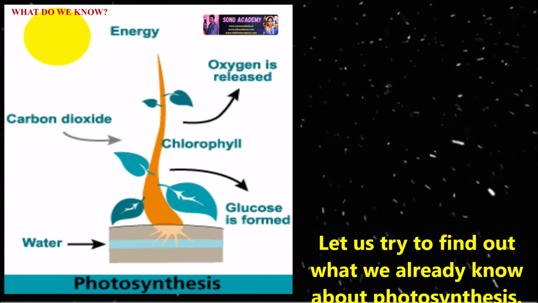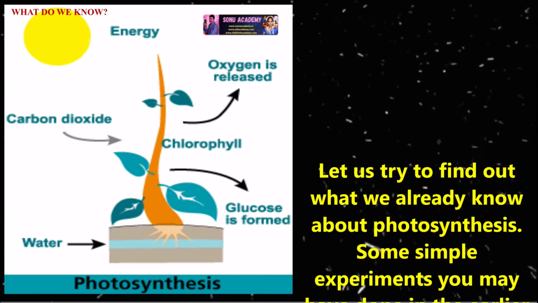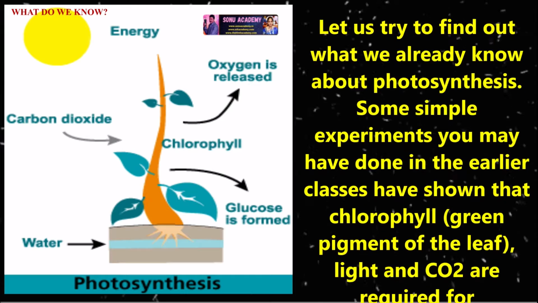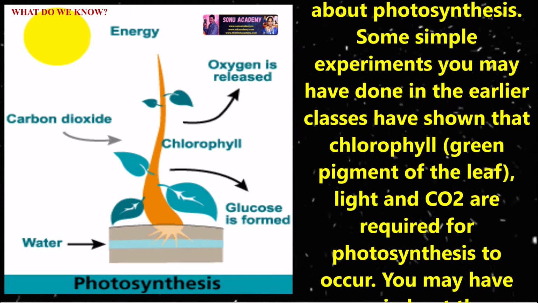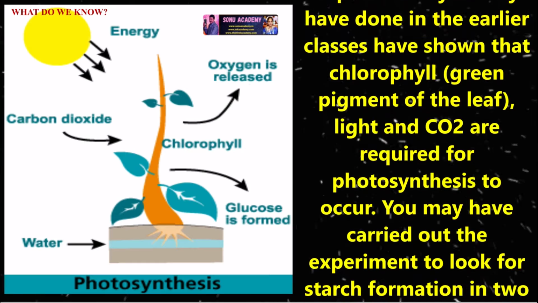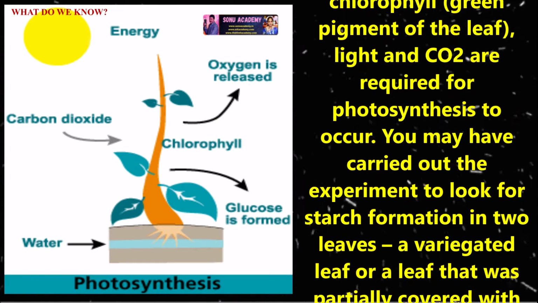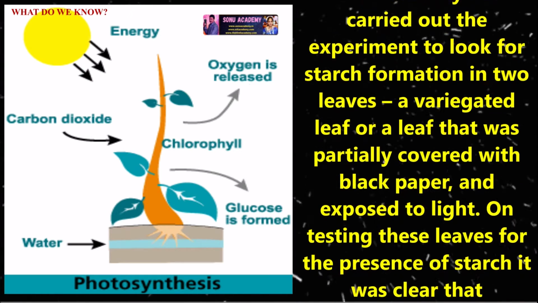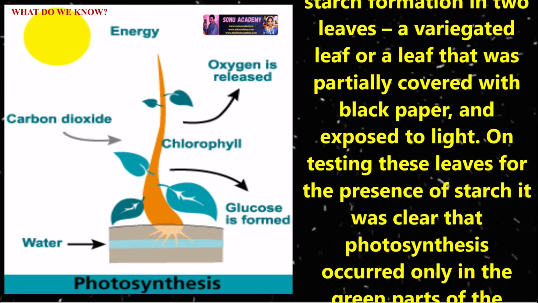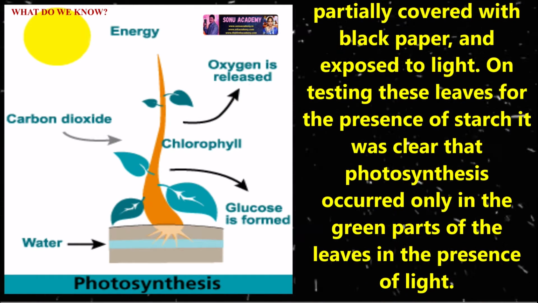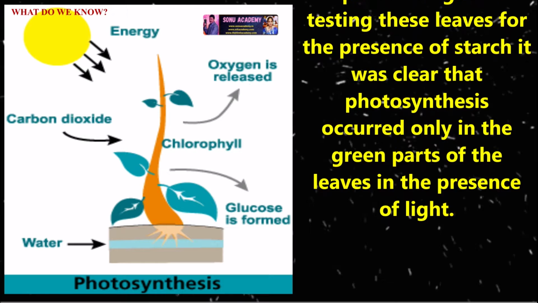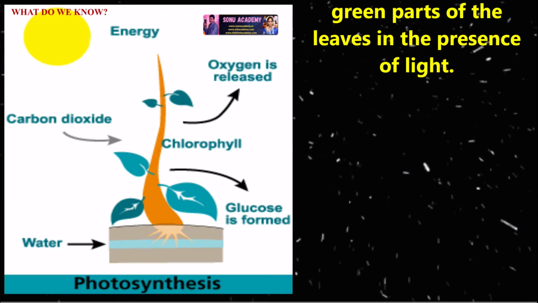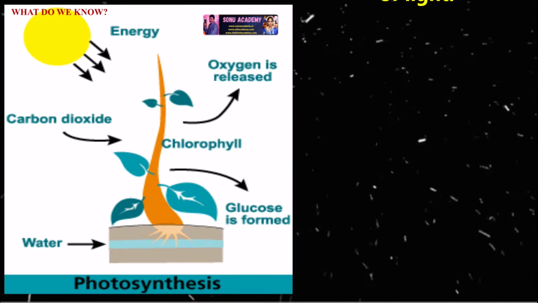Children, let us see what we know. Let us try to find out what we already know about photosynthesis. Some simple experiments you may have done in earlier classes have shown that chlorophyll, the green pigment of the leaves, light and CO2 are required for photosynthesis to occur. You may have carried out the experiment to look for starch formation in leaves, using a variegated leaf or a leaf that was partially covered with black paper and exposed to light. On testing these leaves for the presence of starch, it was clear that photosynthesis occurred only in the green parts of the leaf in the presence of sunlight.